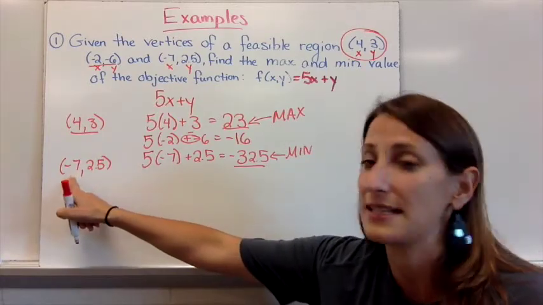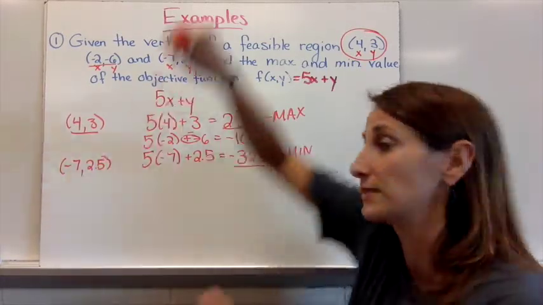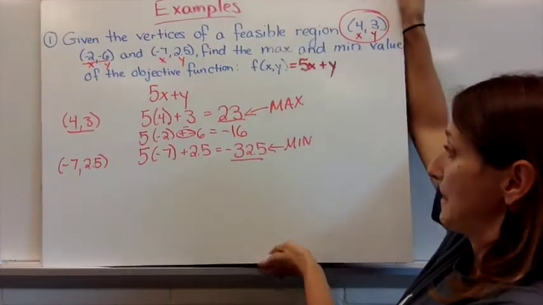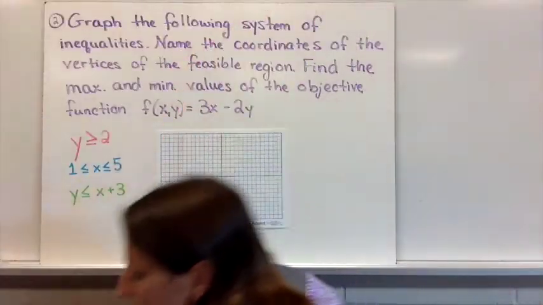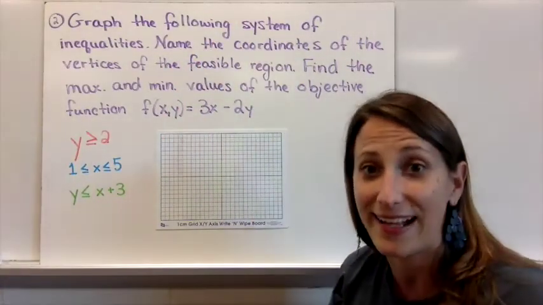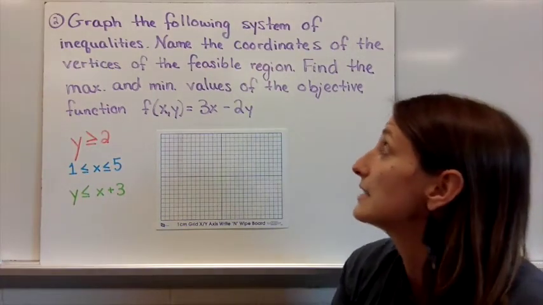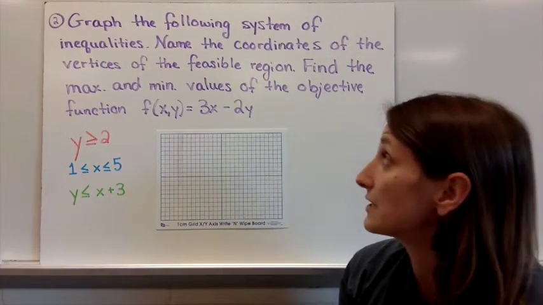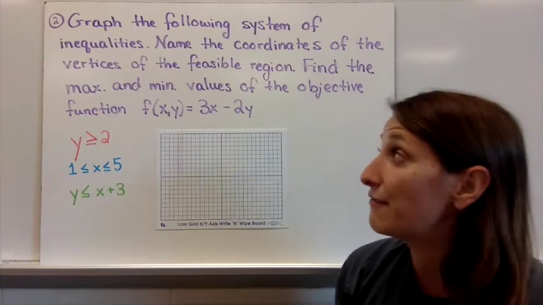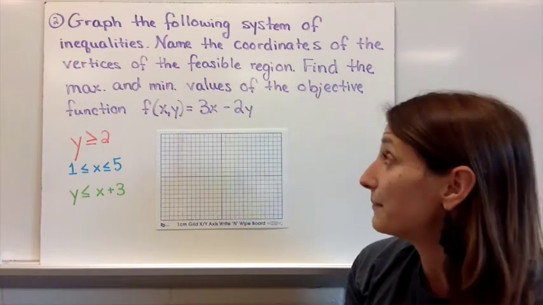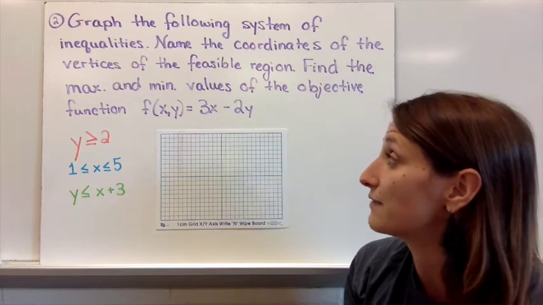This could represent something in the real world. All right, let's take it up a notch and not get hit on the head. So, graph the following system of inequalities, name the coordinates of the vertices of the feasible region, and then find the maximum and minimum values of the objective function.